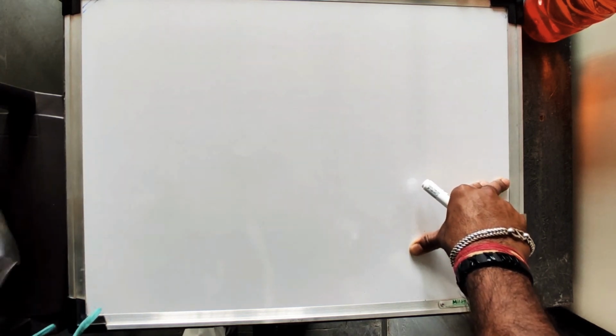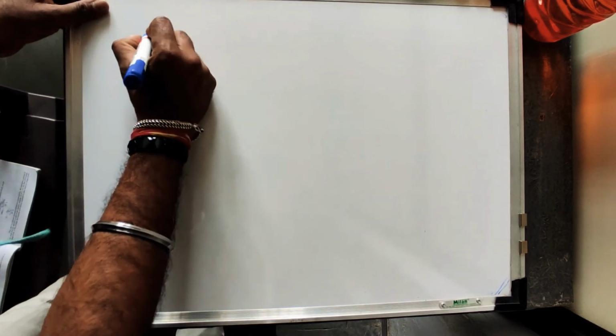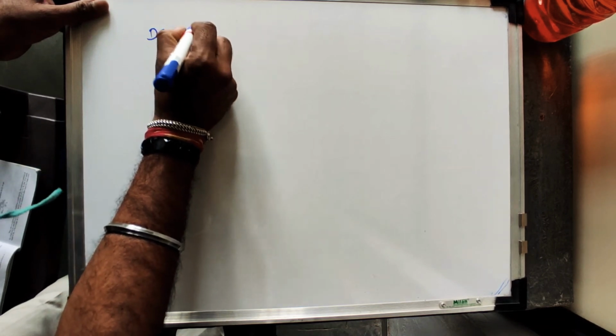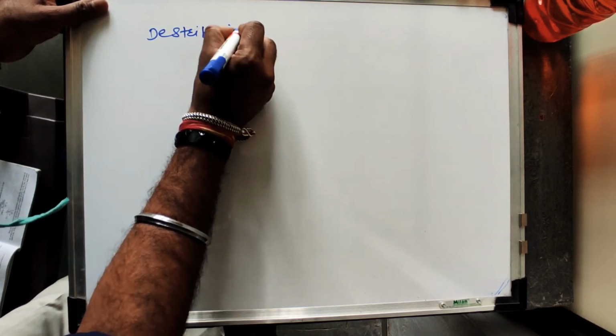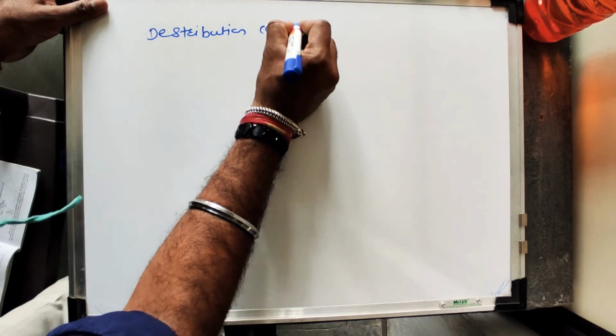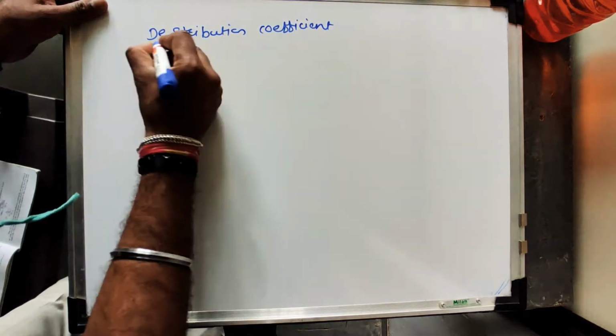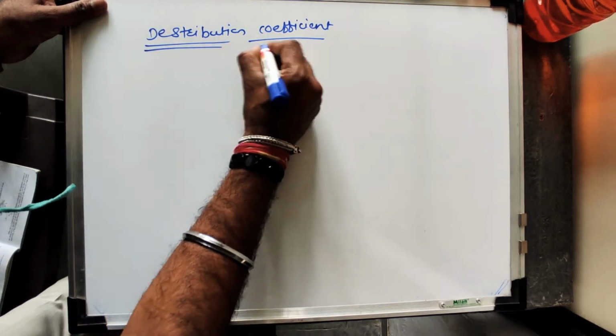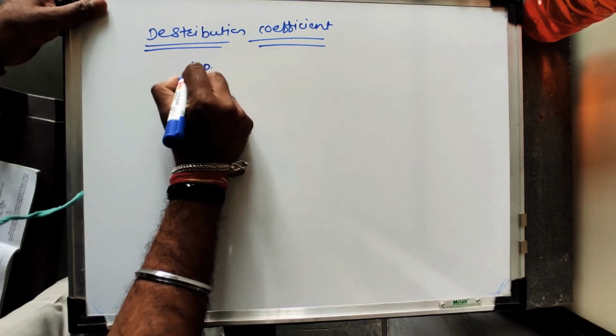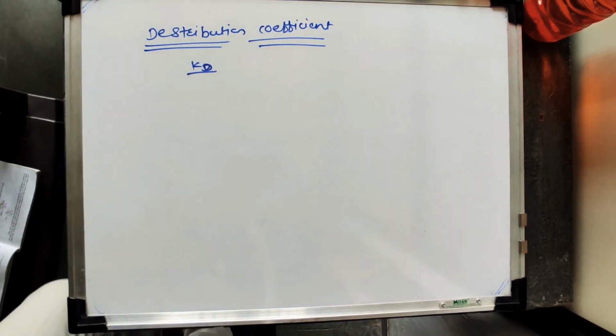Now, if we want to study solvent extraction, there are two important phenomena that should be discussed. The first one is the distribution coefficient, right? What do you mean by the distribution coefficient? It is denoted by the symbol Kd, right?